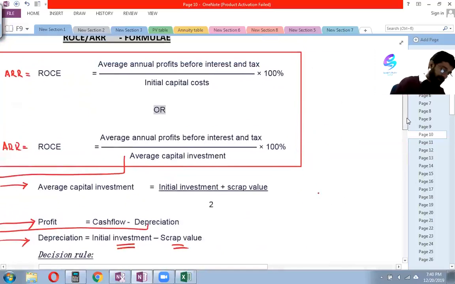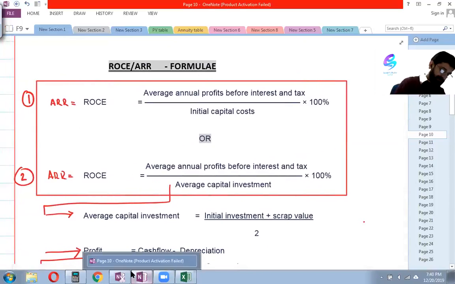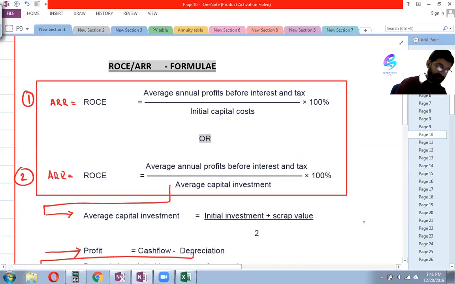So if you refer to the formula once again, you see in both these formulas, of course, the numerator is not different. Numerator for both of them is the same: average annual profit before interest and tax. The only thing different is the denominator. So we can take this figure from the previous question and then we can calculate average capital investment, right? On the basis of initial capital plus the scrap value divided by 2.